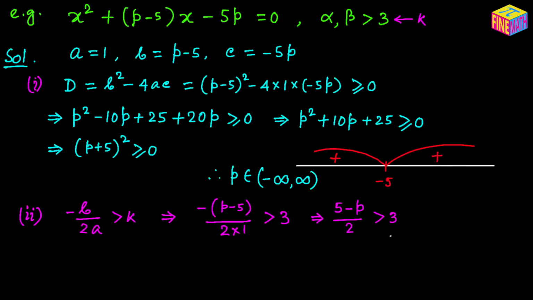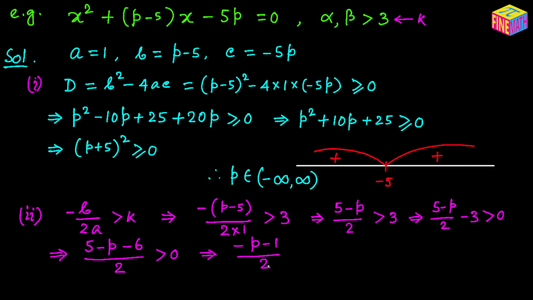And if we bring everything to the left hand side, we can say (5 minus p) divided by 2 minus 3 has to be greater than 0. Simplifying a little further, we get (5 minus p minus 6) whole divided by 2 greater than 0. From here we get (negative p minus 1) whole divided by 2 greater than 0. If we multiply both sides by 2, we get negative p minus 1 greater than 0. Now if we multiply both sides by negative 1, we get p plus 1 less than 0. The inequality sign will flip, because we are multiplying both sides by a negative 1.